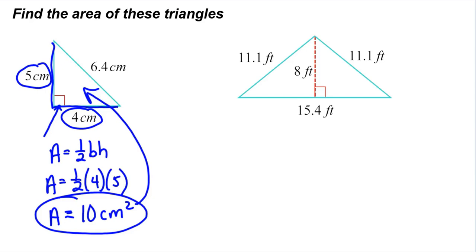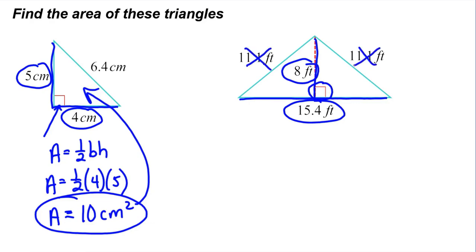This next triangle, we have all kinds of measurements given, but again, I'm looking for the 2 things that are perpendicular to each other, or that form that 90-degree angle. And here's that 90-degree angle. So this side right here and this measurement right here are my base and my height, since they are perpendicular to each other. So essentially these 2 sides are useless when it comes to finding the area. I don't need to know those. I'm only focused on my base and my height right here.